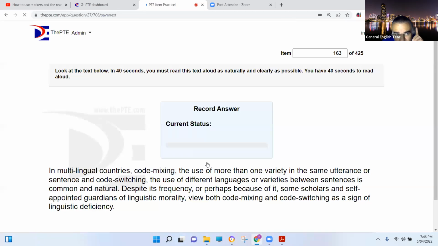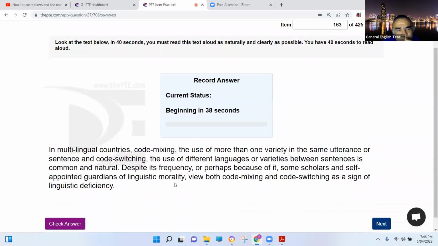But okay, this one again I do. In multilingual countries, code mixing is the use of more than one variety in the same utterance or sentence. Code switching is the use of different languages and varieties between sentences.